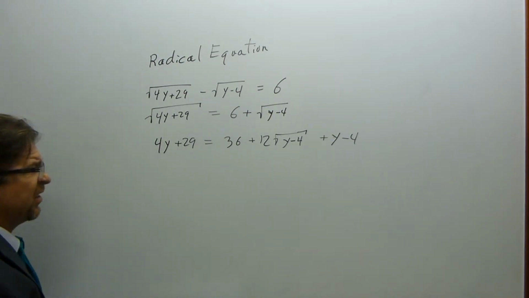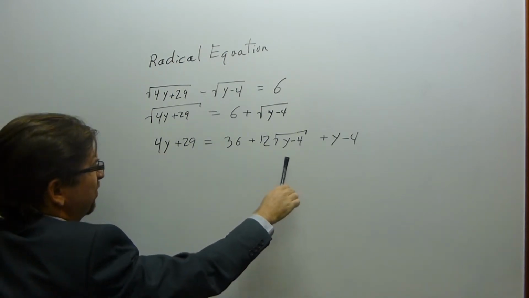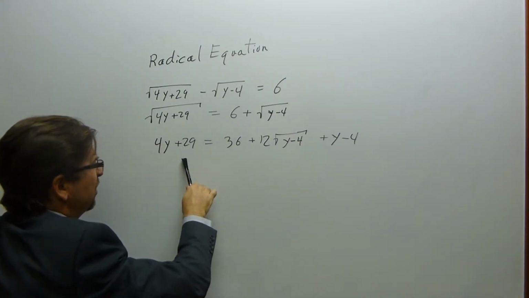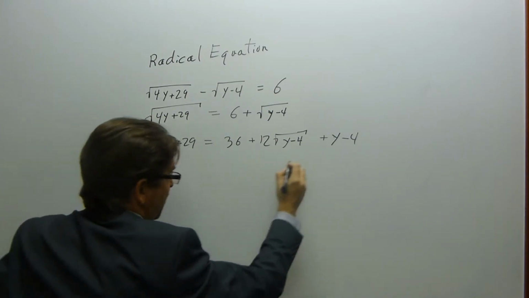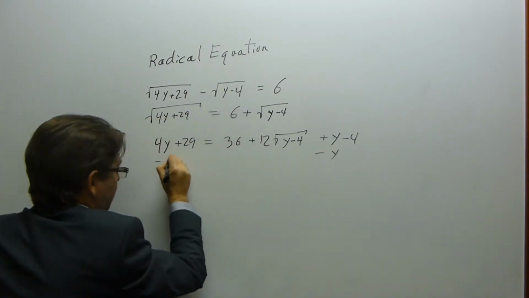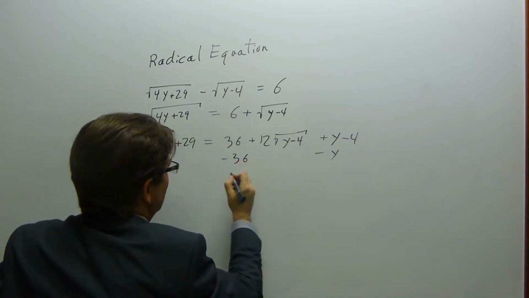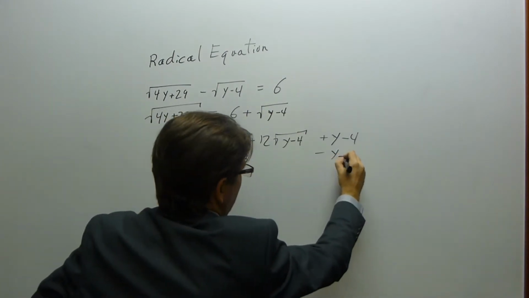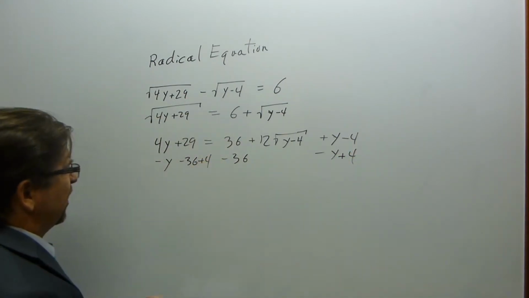Okay, so let's simplify this and do it again, because look, we're a lot simpler than we were earlier. Let's move everything except the root to this side. Maybe move the 12 as well, but let's do one thing at a time. Okay, so let's subtract y. Let's subtract 36. Add 4. What does that give us?